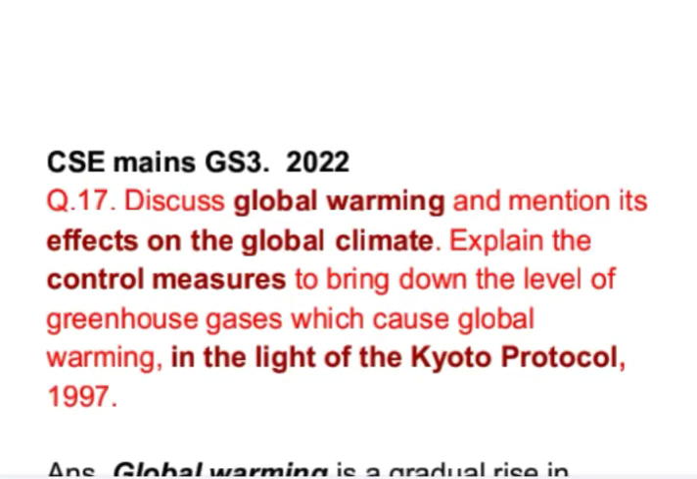First, we have to briefly write on global warming. Second, we have to write effects of global warming on climate. Then we have to write control measures to reduce greenhouse gases emission under Kyoto Protocol. We have to mention measures and mechanisms for greenhouse gases reduction provided in the Kyoto Protocol. Now, let's answer these one by one.